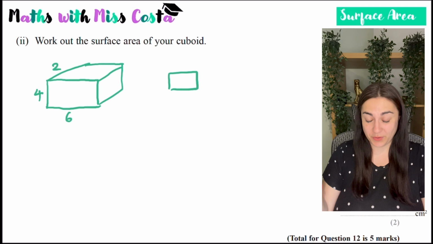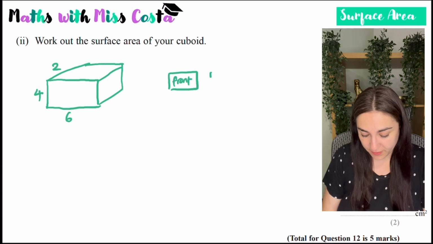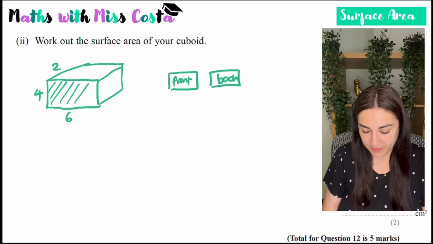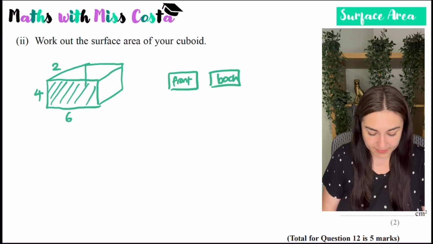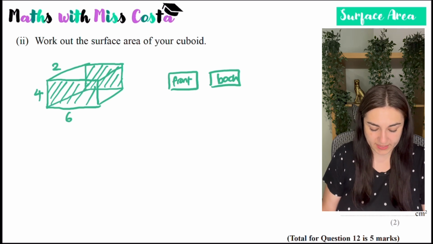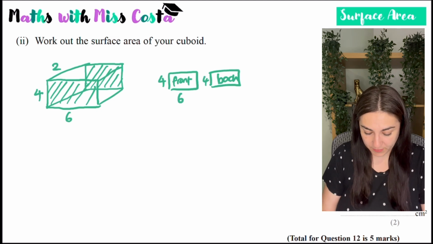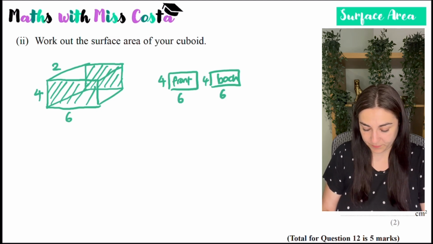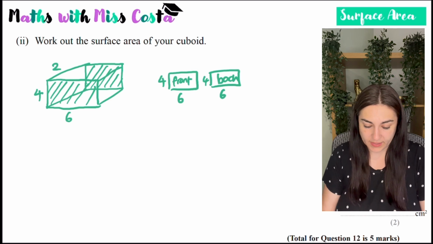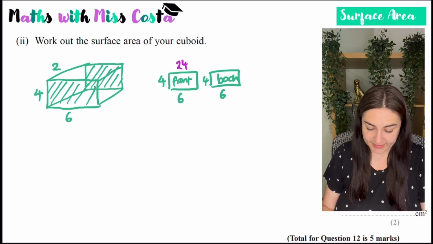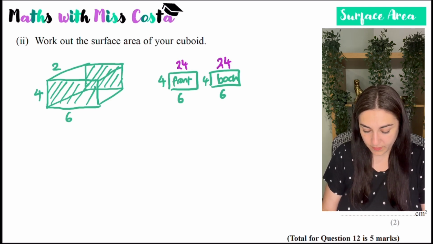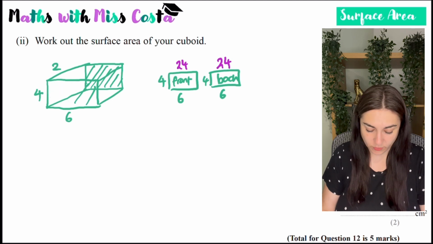So generally with a cuboid, you're going to have the front and the back and they are going to be equal. So the front would be this part, and if you think about it, the back would be equal to this. So let's have a think about what those dimensions would be. That would be 4 times 6, okay? And I've got 2 lots of them. So 4 times 6 is 24, and I've got 2 lots of 24.